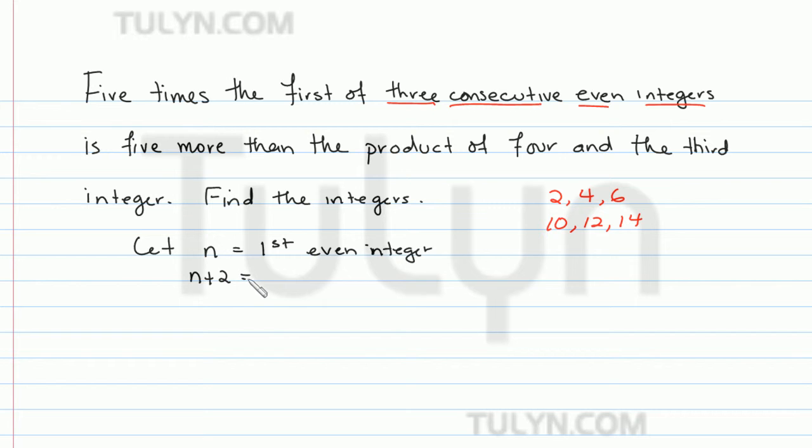if n is our first even integer, then n plus 2 would be our second even integer. And similarly, if we wanted to get to the third even integer from the first, we would add 4, right? That's how we get from 2 to 6 and from 10 to 14. So we can say that n plus 4 is our third or our last even integer. So now we've labeled our variables, and now it's time to interpret the problem.